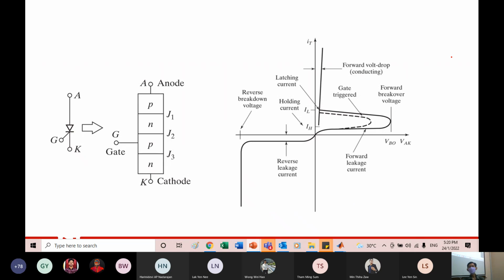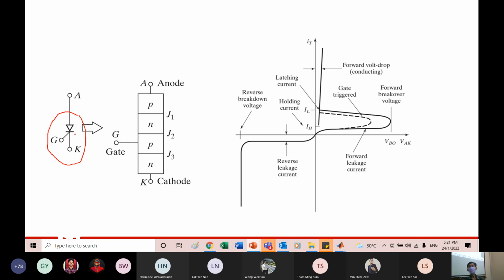Okay, the thyristor symbol looks something like that. Eventually, it's just a diode with a gate. So the diode will not conduct, even if it's forward biased, if you don't apply a current to the gate. Okay, so that's the difference.